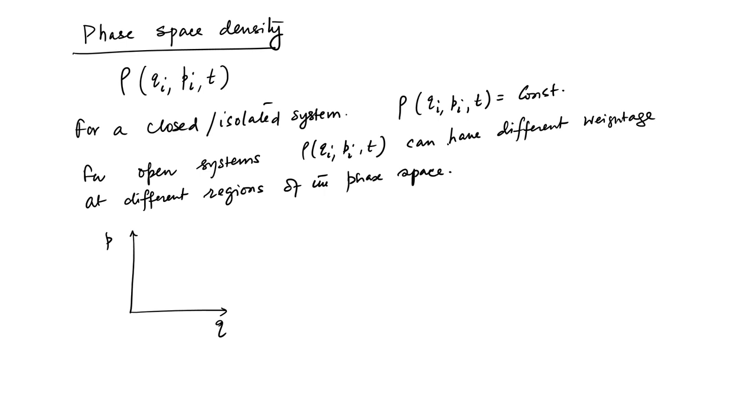So if the gas is equally likely to be in the entire phase space, that may not yield a certain thermodynamic quantity as per your measurement. So it could be that there are regions of phase space which are more important. Let's say this particular region of the phase space is more important, or this region of the phase space is more important. And what I mean by more important is that it has larger weight. Now let me tell you what I mean by weight.